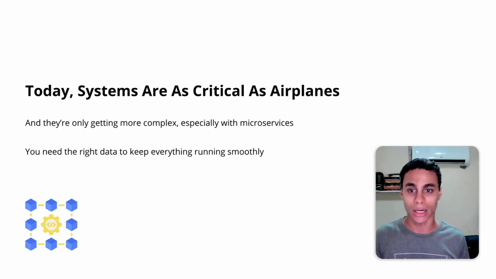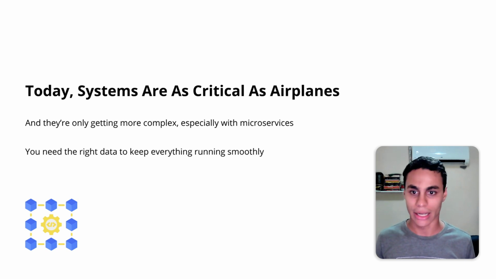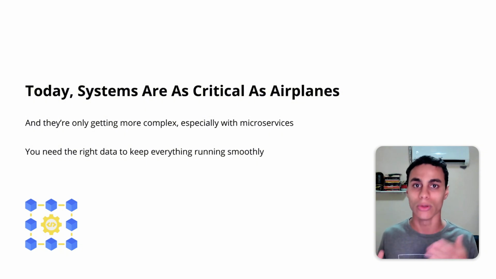Today, the systems are as critical as the airplanes, and they are only getting more and more complex, especially with microservices. And that's why you need the right data to keep everything running smoothly. And even if you already have observability in place, I'm sure you have been through a situation where an issue happens and you have no idea where to start looking to find the problem.